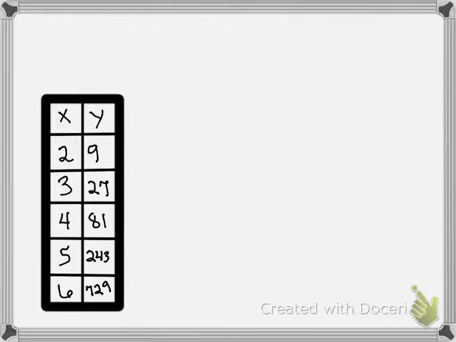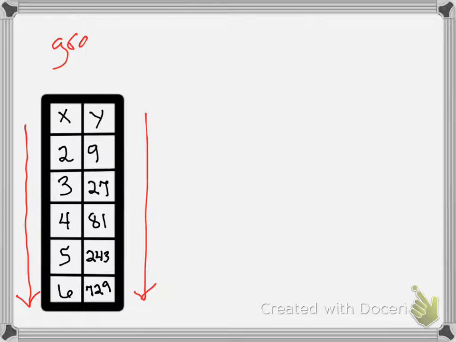So when we look at this table, we see that the x values are all going up by 1. We see that the y values are increasing as well. So this table is showing exponential growth, okay? Now, let's figure out what we're changing by. In an exponential function, you're changing by multiplication, always.